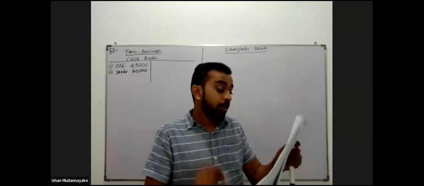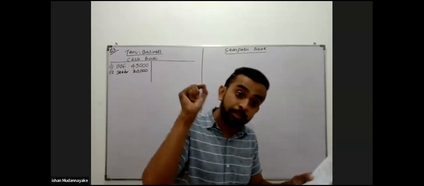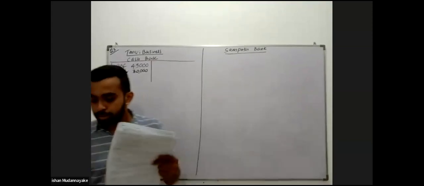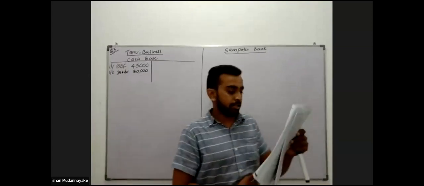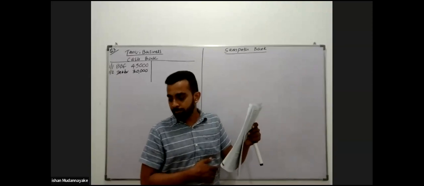Then here, Tamil business deposited 40,000 in the bank to open a current account in Sampath Bank. Then 2nd January. Students, how to pass the double entry for the third transaction? Deposited 40,000 in the bank to open a current account. How to pass the double entry?